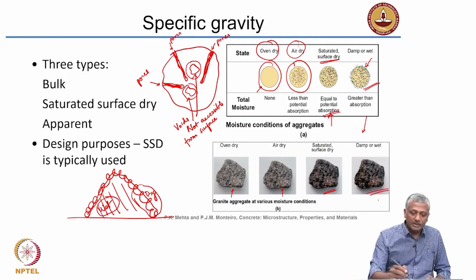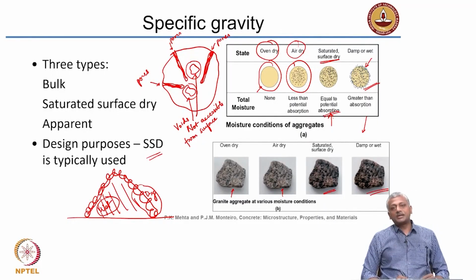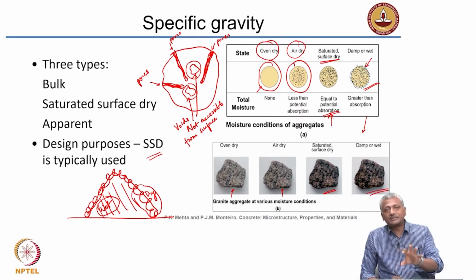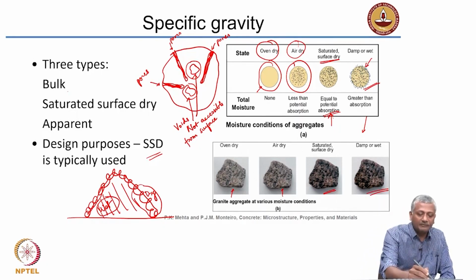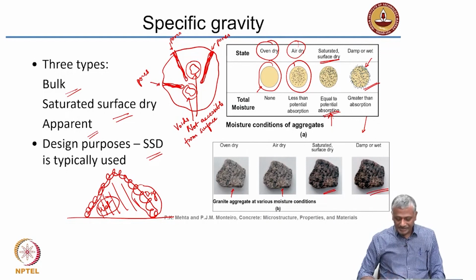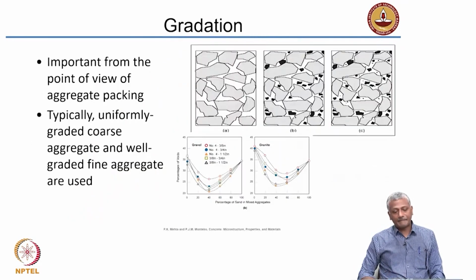Okay. For design purposes, typically we use the saturated surface dry weight of the material. Okay. So because of these different states of matter that the aggregate can exhibit, we have 3 types of specific gravities: bulk, saturated surface dry specific gravity, and apparent specific gravity. Now let us understand what this actually means.